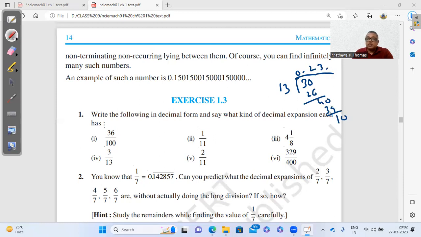Now 10 is smaller than 13. I'm going to put 0 here. So again, I'll put 0, 100. Now 13 goes how many times? 13 goes 7 times. I'm going to get 13 7s are 91, and 9 I will get here. 13 7s are 91, so obviously it will not go. 13 6s will go. 13 6s are 78. So here I'm going to subtract this. I'll get 120.